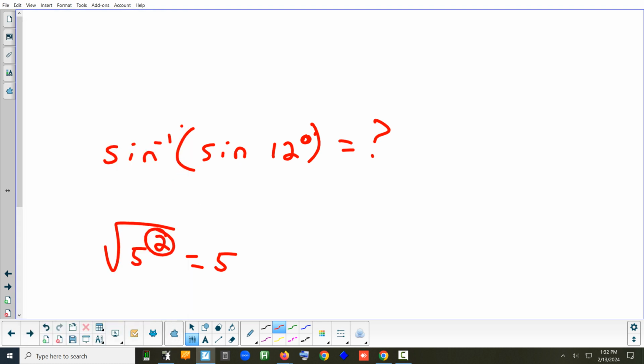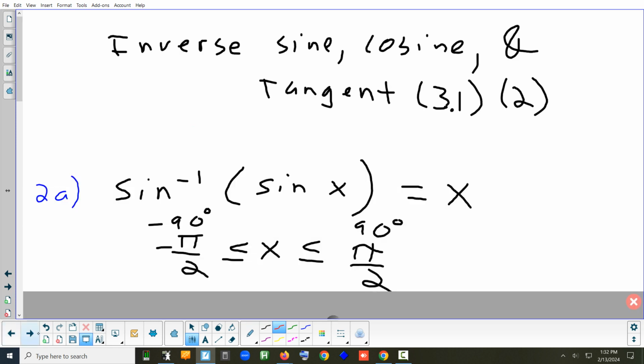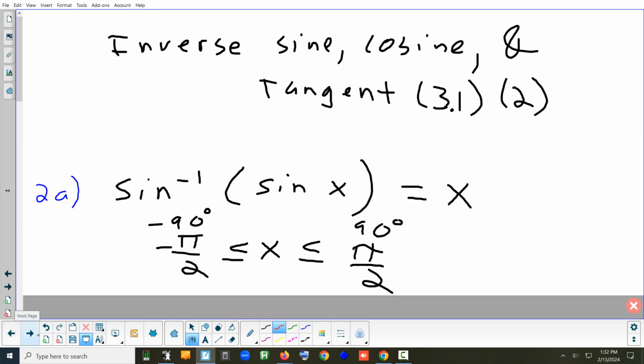So the idea of these two things canceling each other out will work as long as you stay between negative 90 and 90 for what you plug in. So that's our first formula. Inverse sine of regular sine cancels each other out. And the answer that you get is whatever you typed in to begin with, as long as what you typed in was between negative 90 and positive 90. Or, if you were doing radians, that's negative pi over 2 to positive pi over 2.